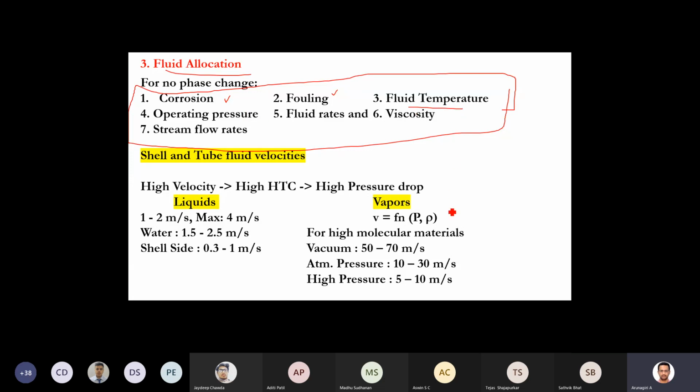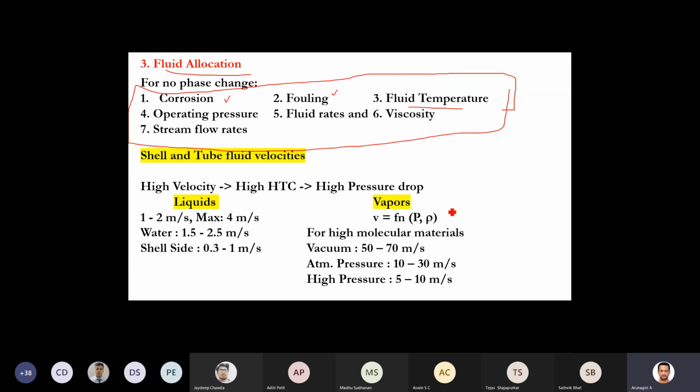Then fluid temperature. Very high fluid temperatures are normally used in tube side, because if you use the high temperature fluid in shell side, then you have to change the material of construction, and you have to provide suitable insulation, lagging. This will increase the capital cost of the exchanger. So high temperature fluids are normally used in tube side.